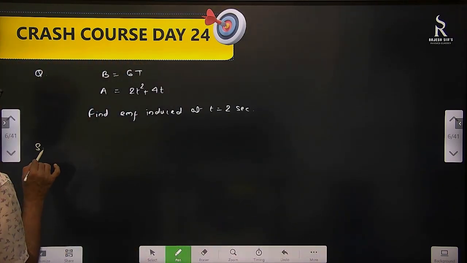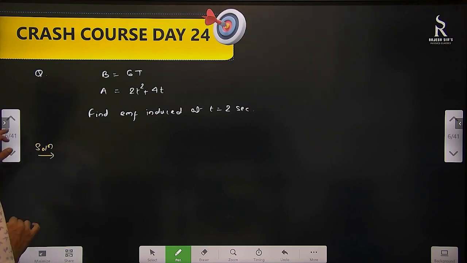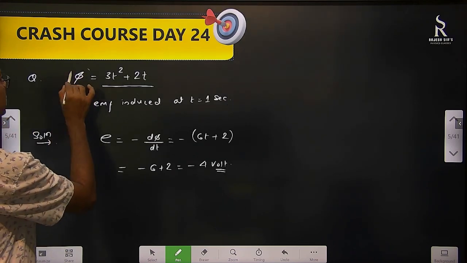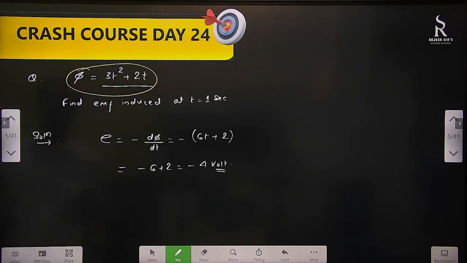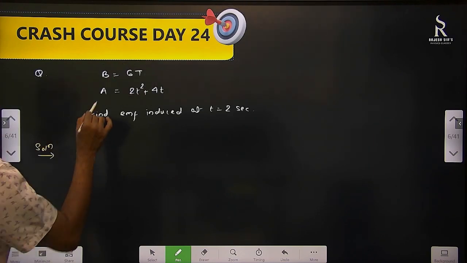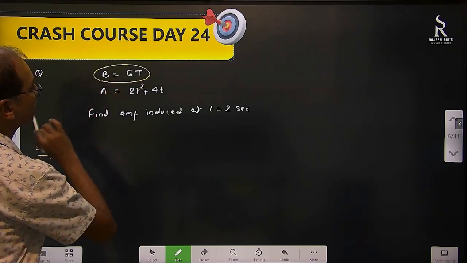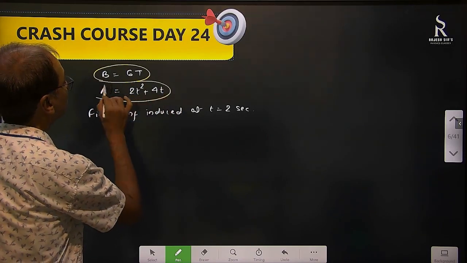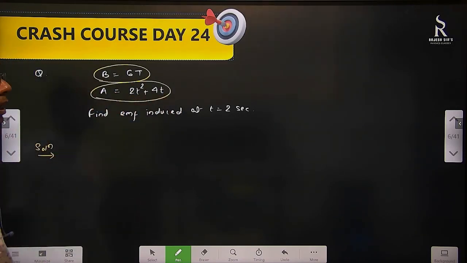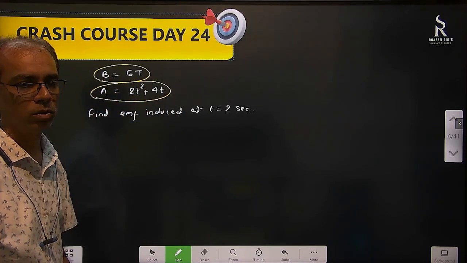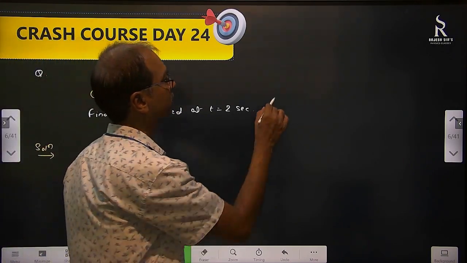In the previous question, flux was directly given to you as changing. In this one, the magnetic field is given as constant, 6 Tesla, and the area is increasing. Okay, area is expanding, no problem. Why? Because flux is B dot A.